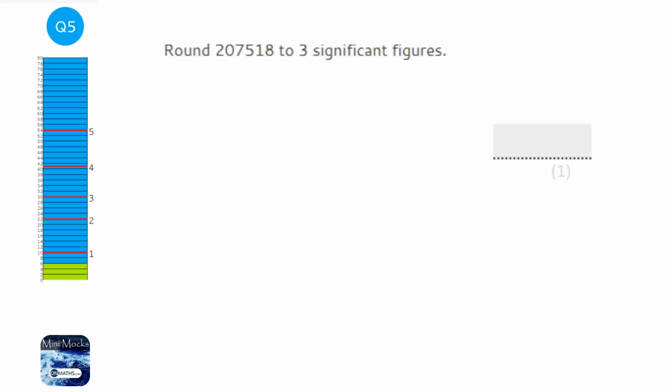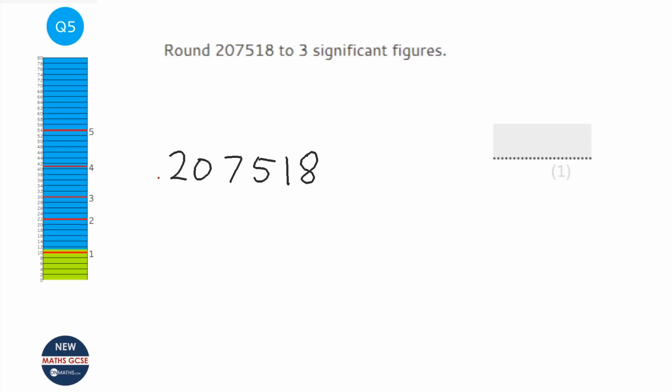Okay, so we're asked to round to 3 significant figures, so what I'd try and do first is write the number down. Now, with significant figures, we start counting at the start of the number. We don't start counting the decimal point. So I'm going to start counting here. And I'm going to count 1, 2, 3, and I'm going to draw a line down. Now, all the numbers to the right of that line are going to reset to 0. But before they do, we need to look at this number. And this is called our decider number.